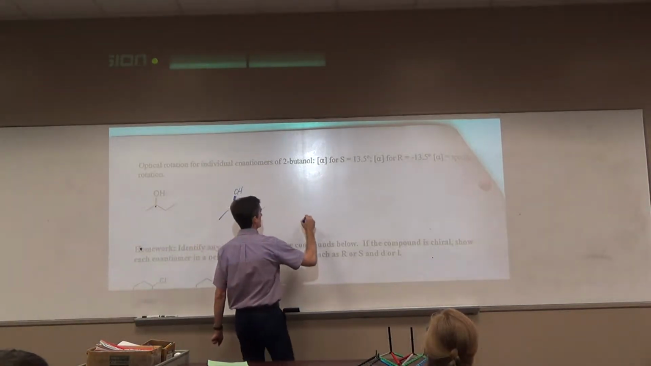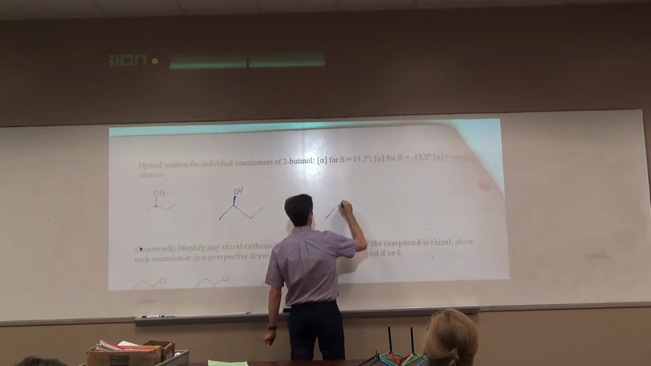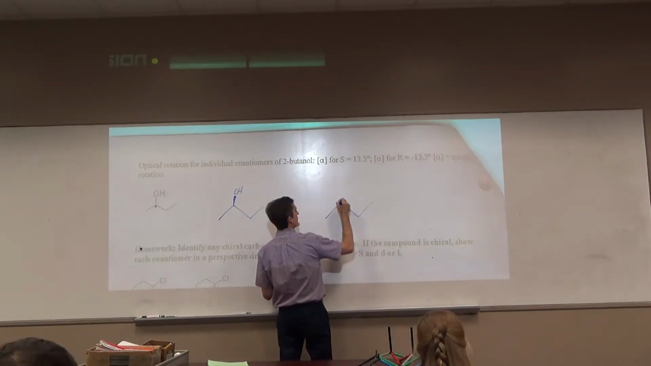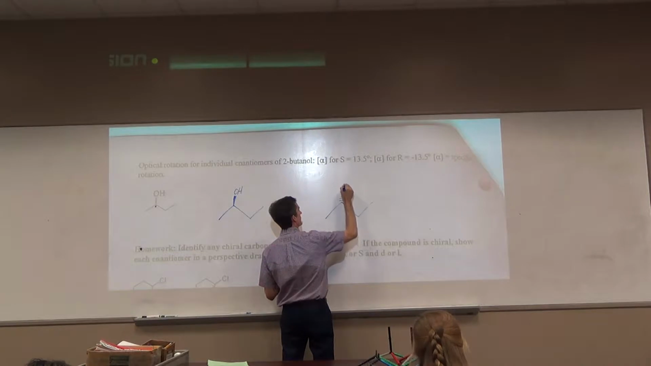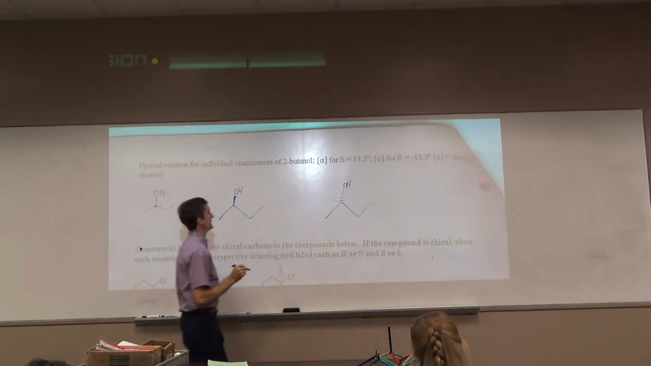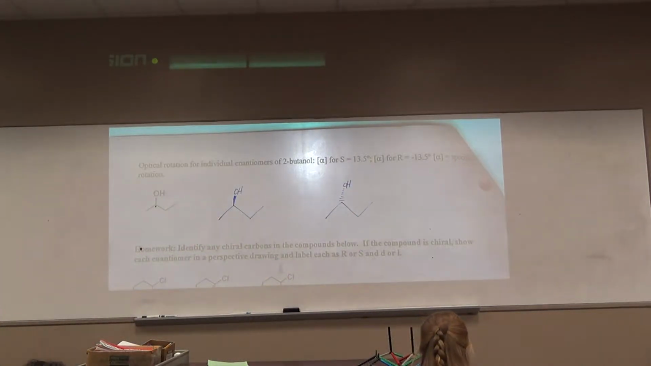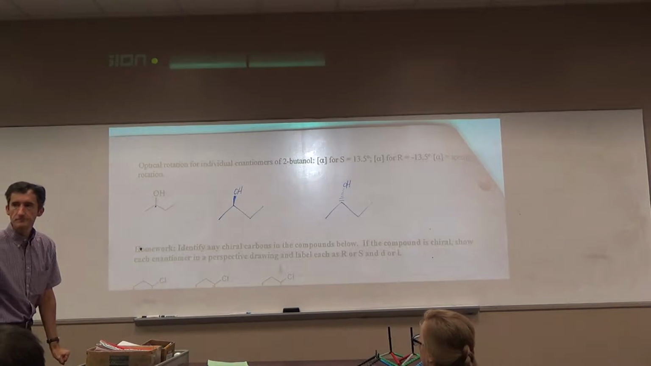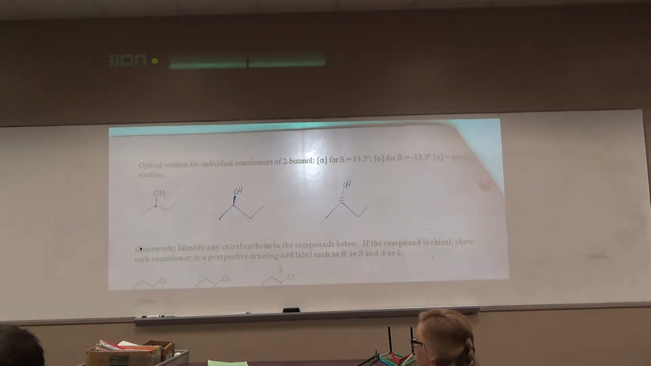We can draw this another way. Boom, boom, boom. We can put the OH instead back. Yeah, we can do that, right? Okay, what's the relationship between the two compounds on the board? I heard stereoisomers and enantiomers. How do you know they're enantiomers? Or are they the same? Are they mirror images? Let's start with that. Are those mirror images?